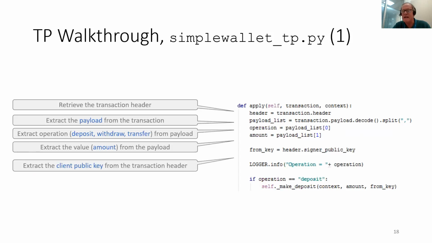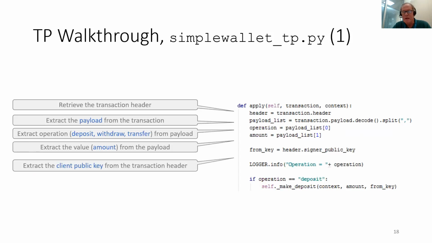It creates a list. It splits the payload using the comma character, because it's a simple comma separated values, and now you have an array of what's in the payload. The first item in that payload is the operation name, and the second item is the amount. So in our case, for a deposit, it would be the keyword deposit for operation, and amount would be some number.